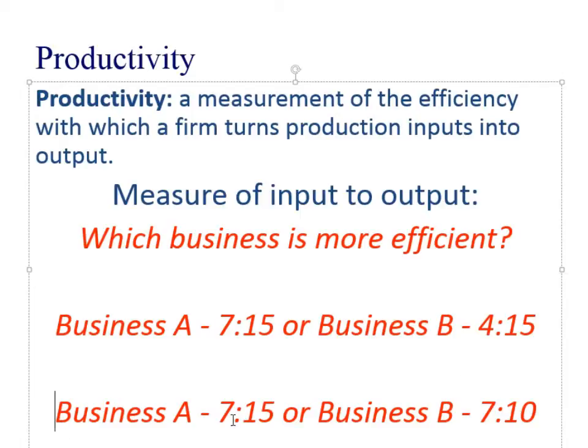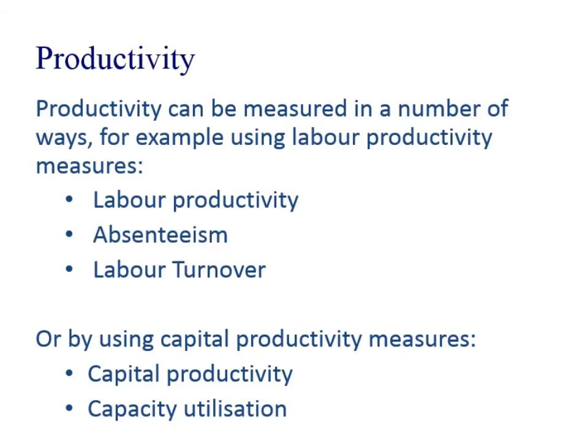If we look at it a different way around, we've got business A using 7 units of input to make 15 units of output, and business B using 7 units of input and making 10 units of output. Which one's more efficient? Well, business A, because they're both using the same amount of input, but business A is producing more output. So it might be that they're using less input to produce the same amount, or it might be that they're producing more output using the same amount of inputs, or it might be a mix of the two, because no two businesses are going to be exactly alike. But that is, in brief, what productivity is trying to measure.